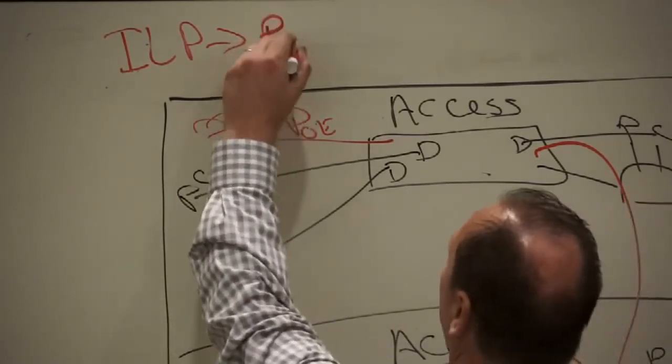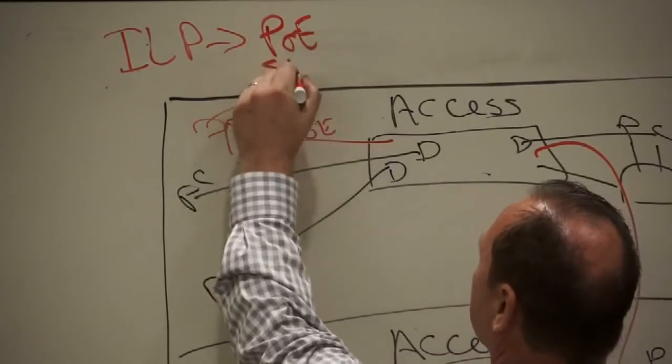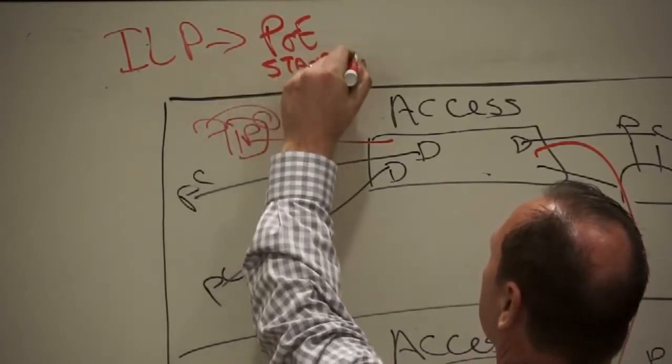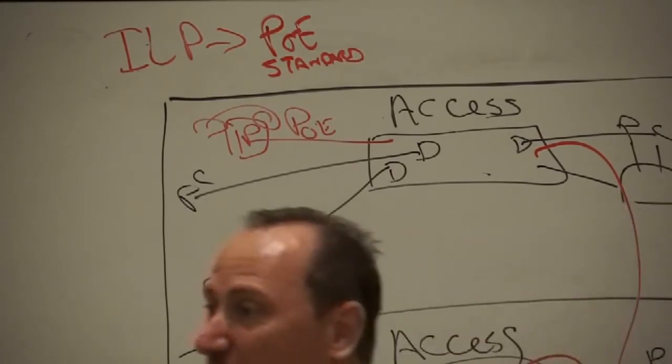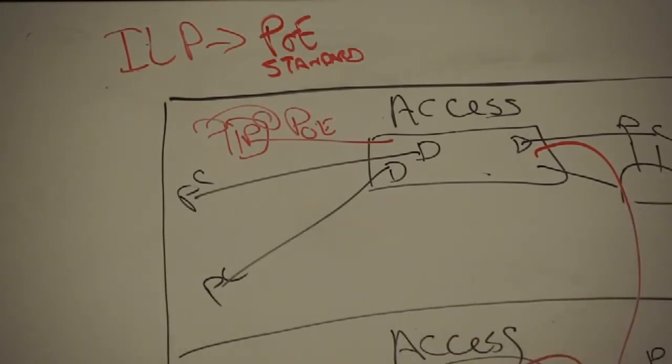802.3af, PoE as we call it, the standard, became a standard. What did Cisco do? Within 30 days, they came out with a whole new line of switches that did the old way and the new way. So we were driving this. Cisco was driving this capability.